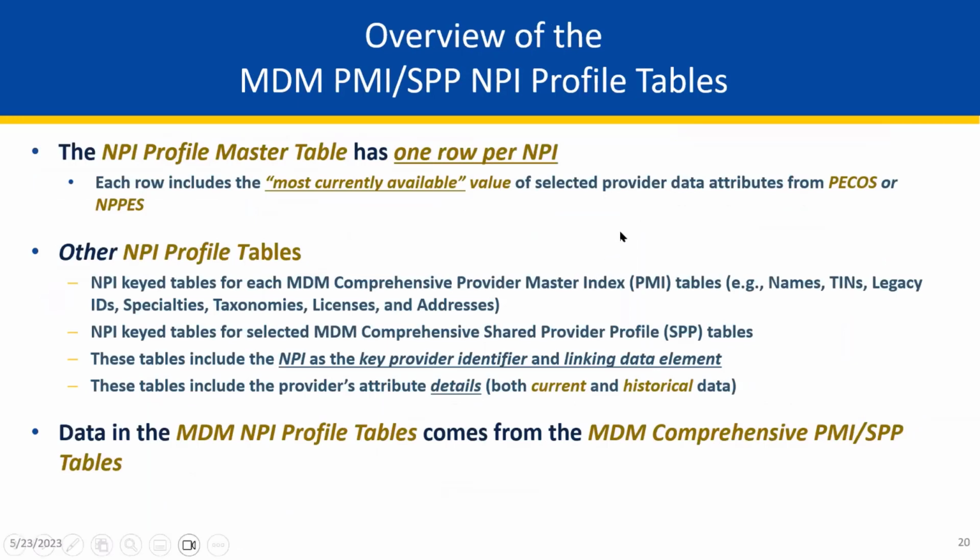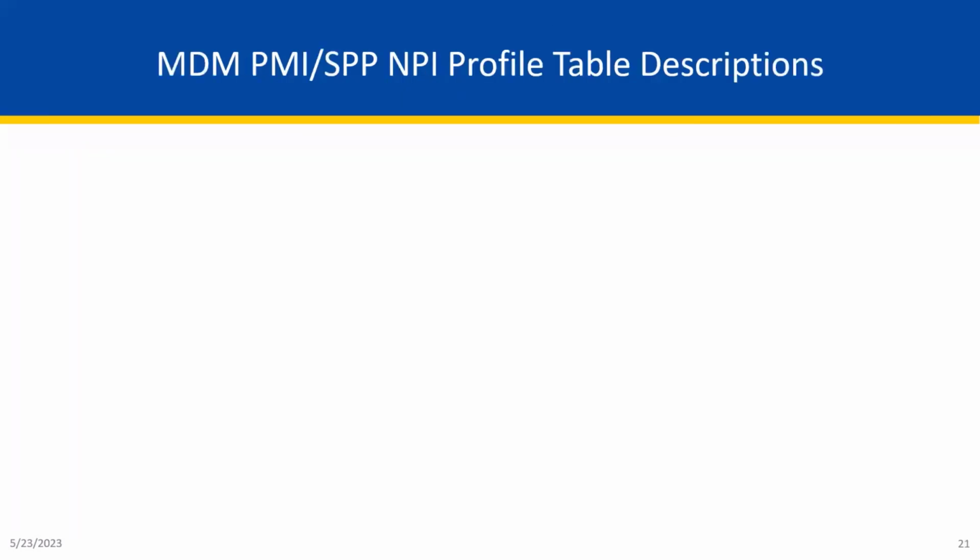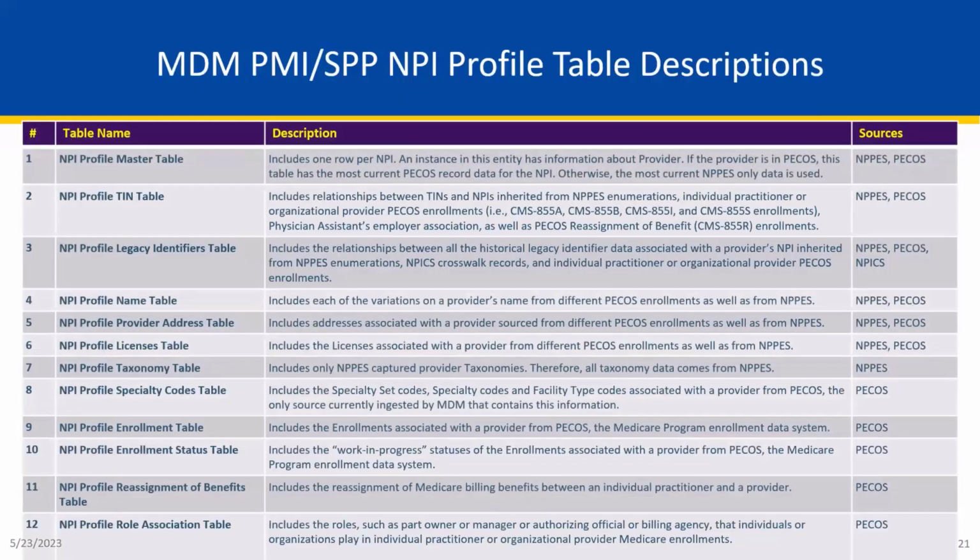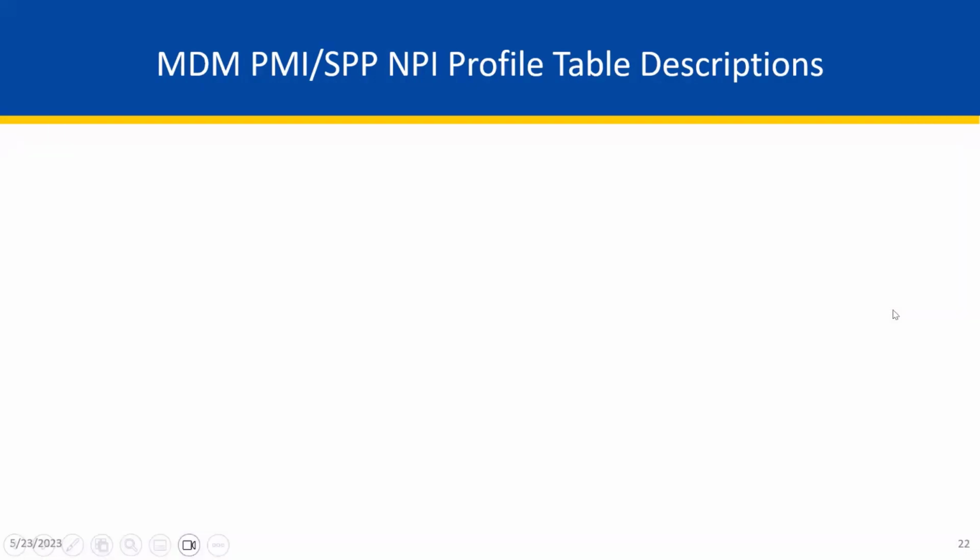This slide just covers what we have said earlier, so again, just briefing it out. The NPI profile tables have one row per NPI, and have both current and historical information today. The NPI profile master table has one row per NPI, and gives you a 360 view of the latest information for a given provider. And these are the descriptions of the tables and the sources the tables have.